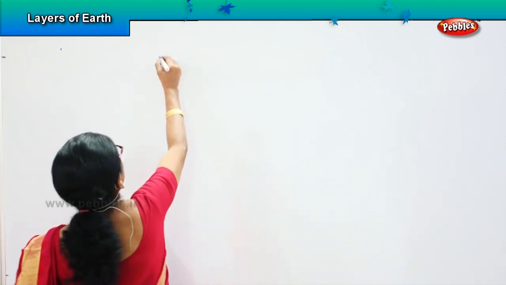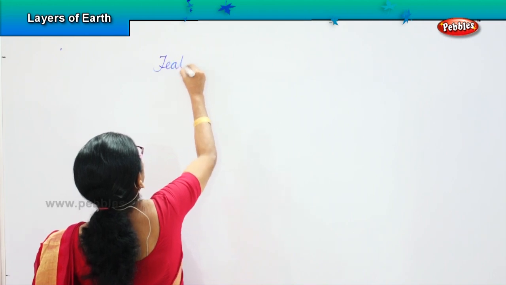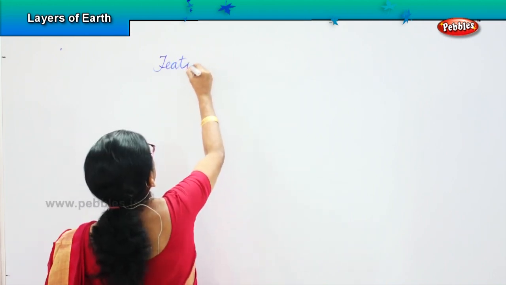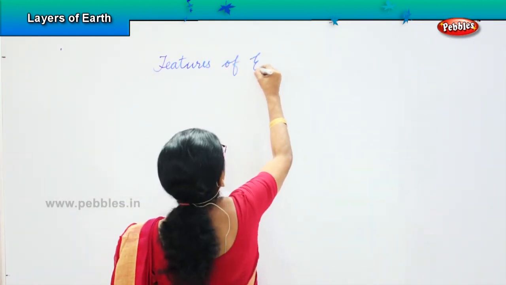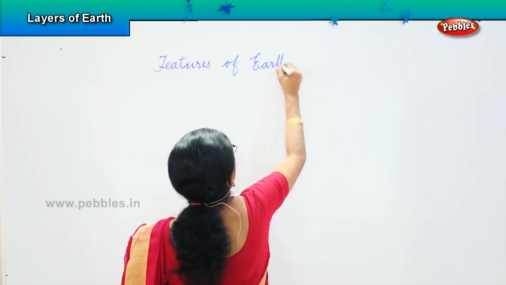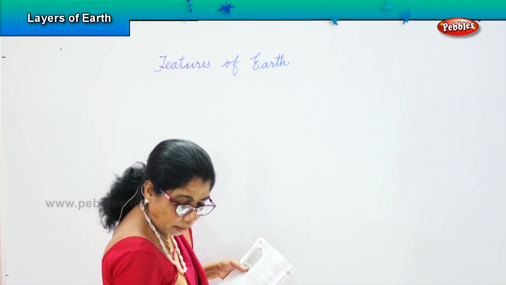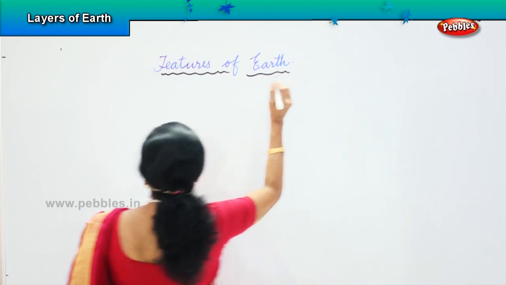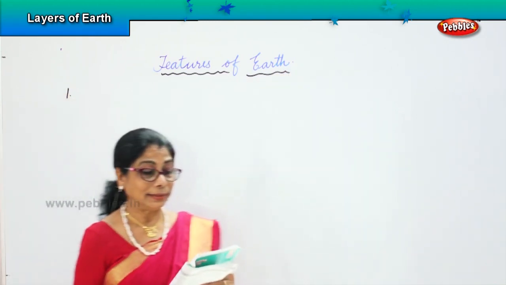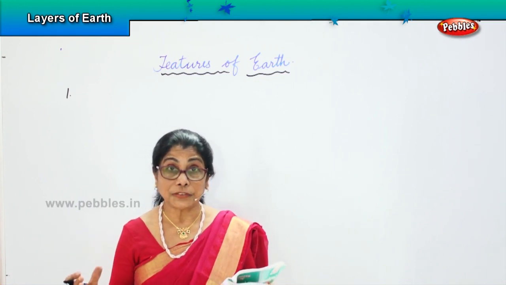Now, children, let us look at the different features of Earth. There are 5 points we need to look at regarding features of Earth. Features of Earth. Now, what is this we are talking about? Features of the Earth.